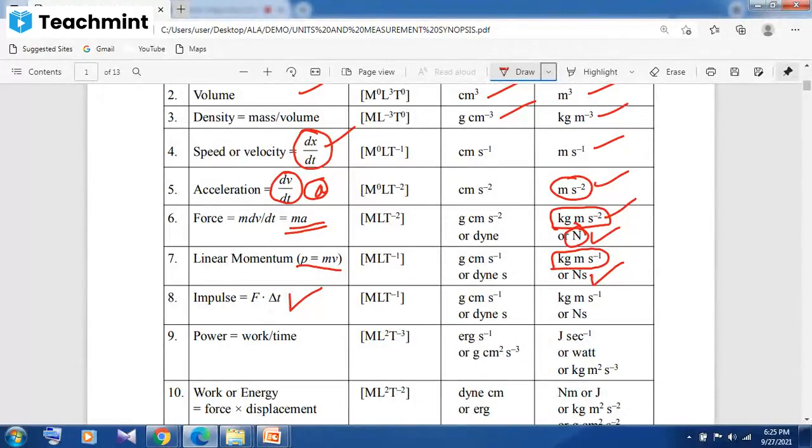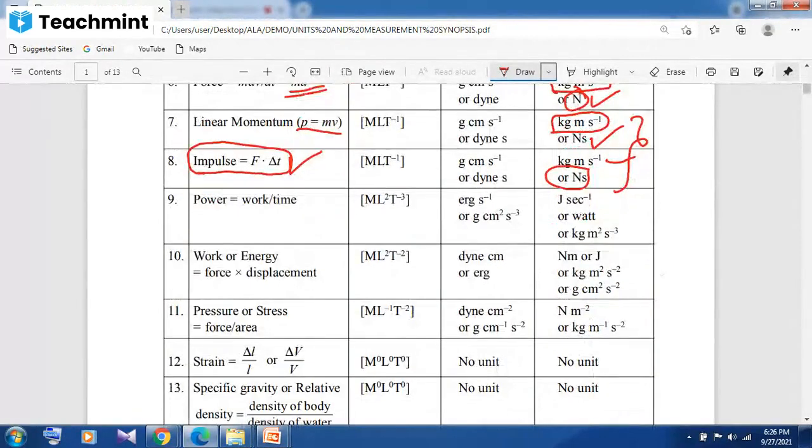So what is delta t? That is the time required. So impulse is nothing but force into time. Force is Newton and time is second, so the unit is Newton second. Or one more is kg meter per second, which is the same as that of linear momentum. Both share the same SI unit. Hope you are understanding and remembering these things.